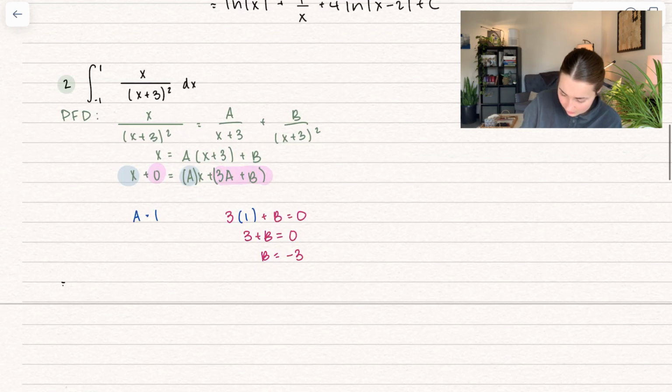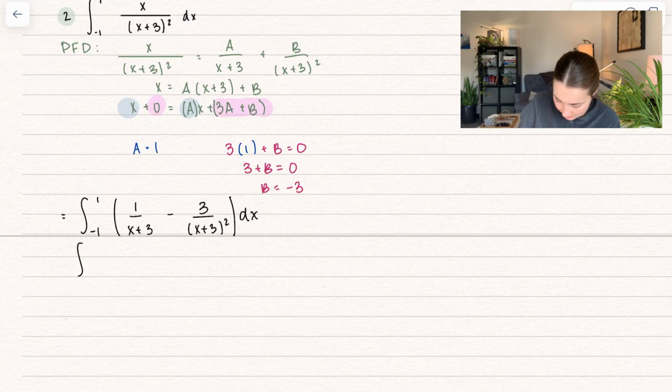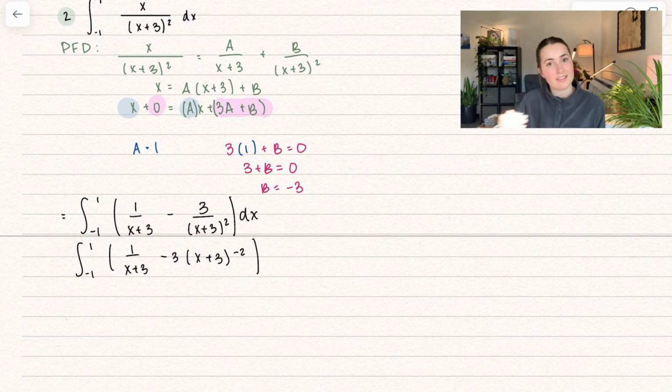So let's go ahead and rewrite our integral. So we have the definite integral from -1 to 1. And now we can split this up. So we get 1 over x plus 3, and now that's going to be minus 3 over x plus 3 squared dx. So remember, this is just going to be -1 to 1, 1 over x plus 3. And you can rewrite this as -3 times x plus 3 to the -2. It's just like x to the -2, it's just x plus 3 to the -2.